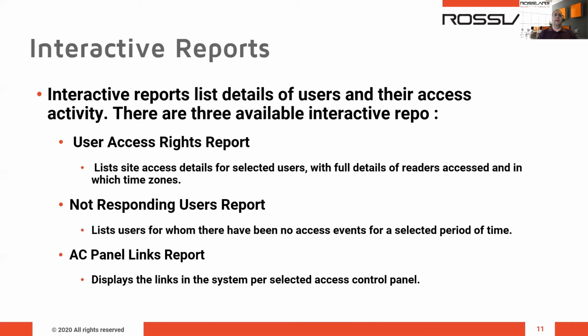An AC panel links report will give you a layout of all AC links that exist in the panel, per selected panel. So it will tell you what is the source of the AC link and what is the destination. This one you can keep for your system documentation, and you can follow all the AC links in the system.